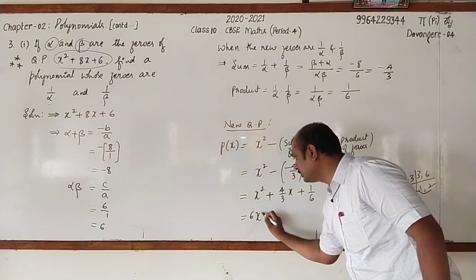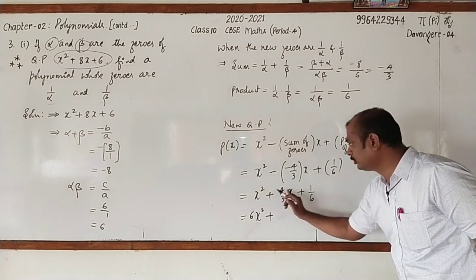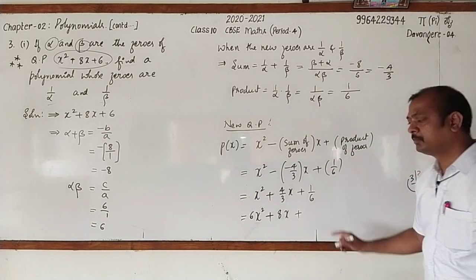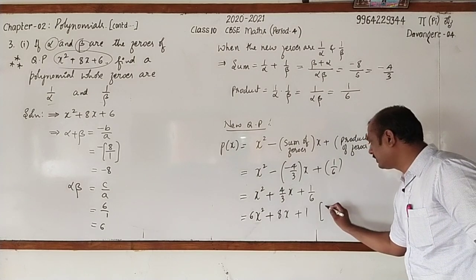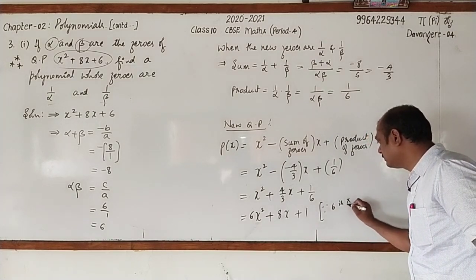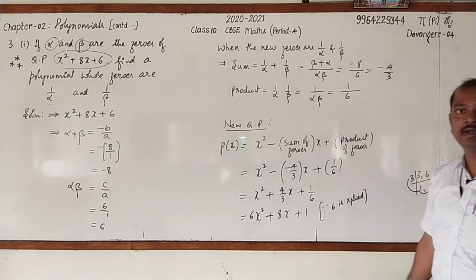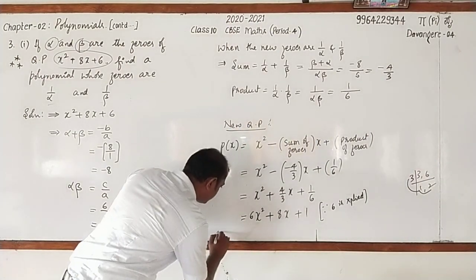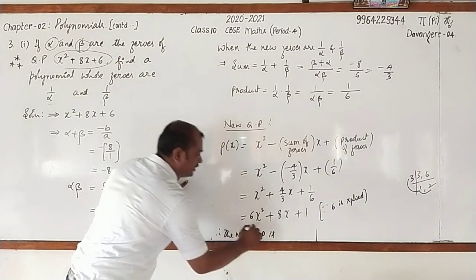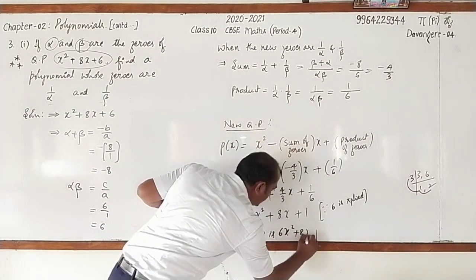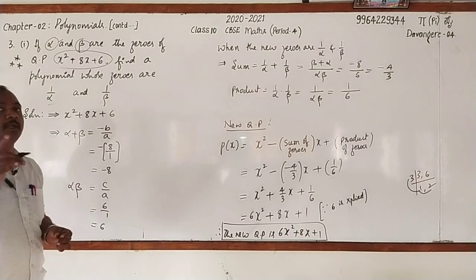Now look here, 6 into x square, 6x square. Multiply 6 here. 3 2s are 6, 2 4s are 8, 8x. Multiply 6 to the third term. 6 and 6 gets answer 1. In bracket here I will write, because 6 is multiplied. Understood? Now this is the required polynomial. I can write, therefore, the new polynomial or new quadratic polynomial is 6x square plus 8x plus 1.